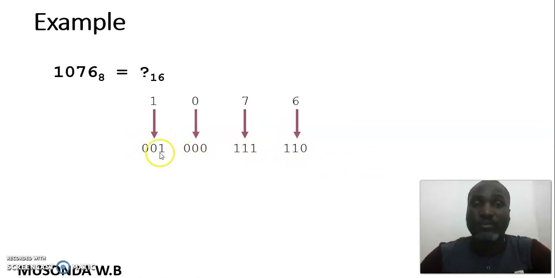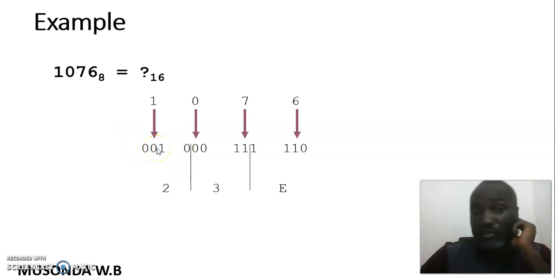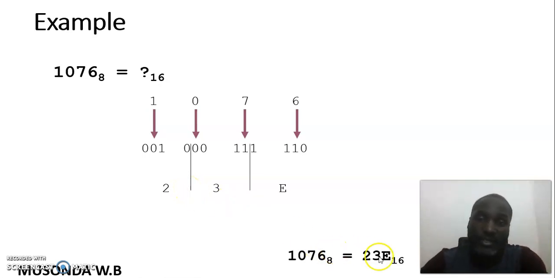After we have done all this, we now regroup the bits into groups of four. The first group, when we convert it into hexadecimal form, gives us an E, since we are getting 14 from here. Then this next group gives us a 3. And the last group gives us a 2. After that, we simply write down the answer like this.